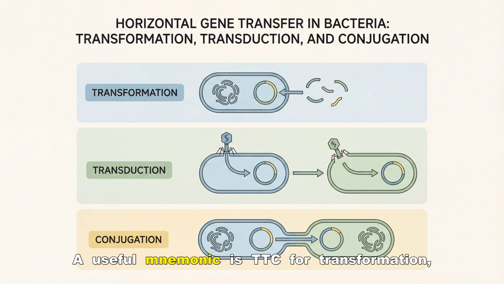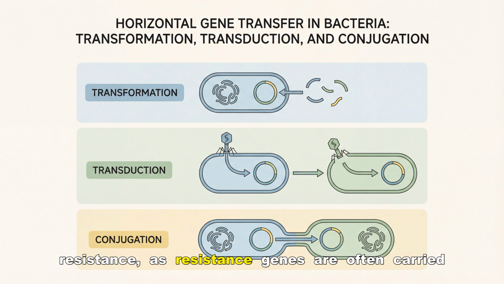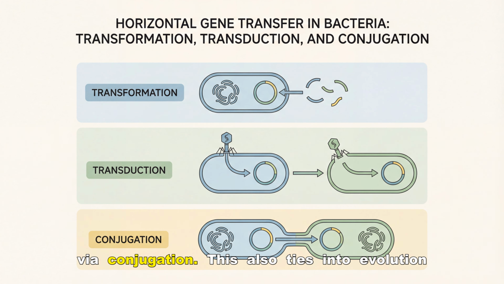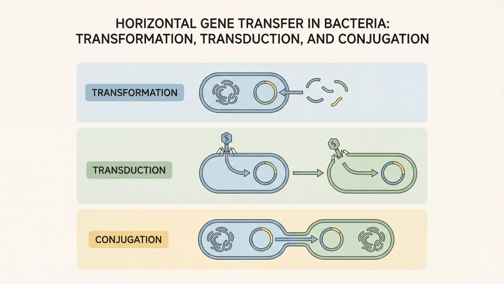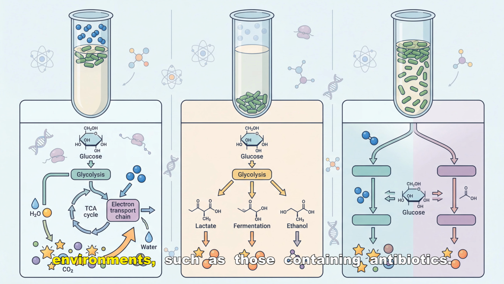A useful mnemonic is TTC for transformation, transduction, and conjugation. On the MCAT, this concept frequently appears in questions about antibiotic resistance, as resistance genes are often carried on plasmids and spread rapidly through bacterial populations via conjugation. This also ties into evolution and natural selection, as bacteria with advantageous traits are more likely to survive and proliferate in selective environments, such as those containing antibiotics.